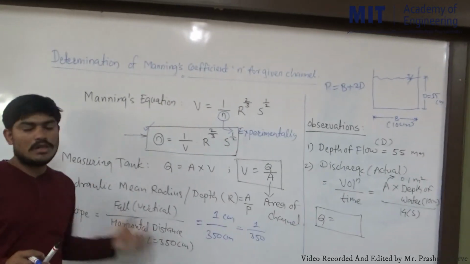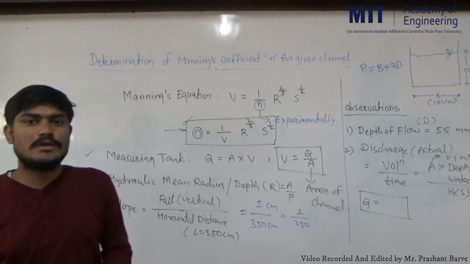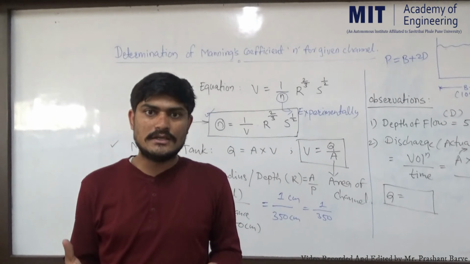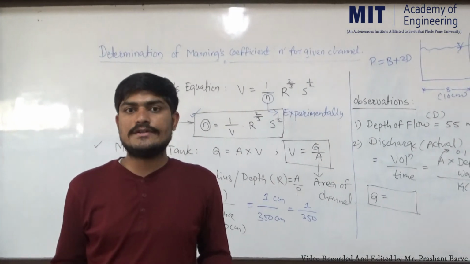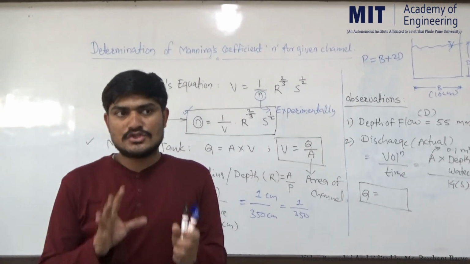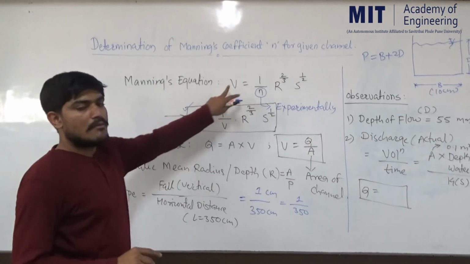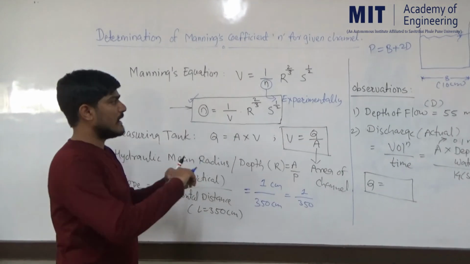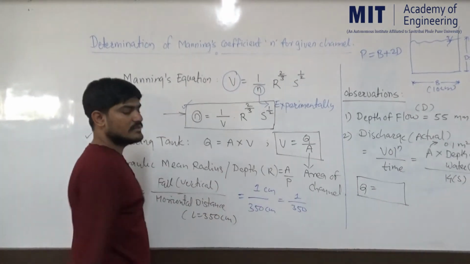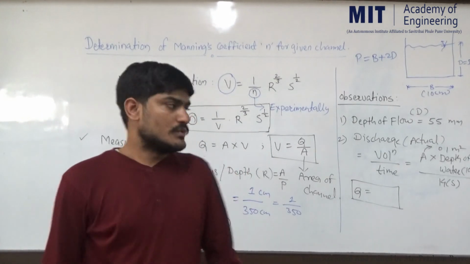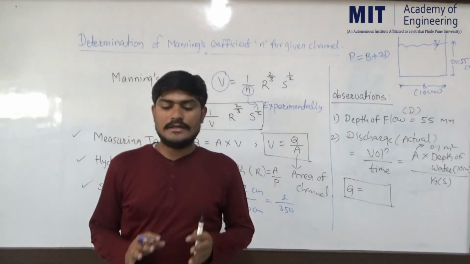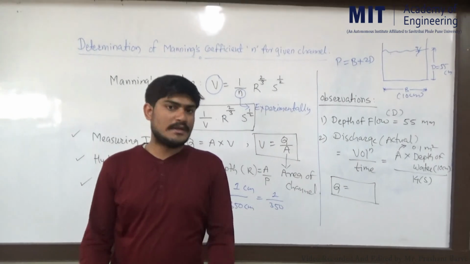Okay, so this is all about the procedure to determine the value of Manning's n, or Manning's coefficient, or Manning's constant, or rugosity coefficient for any channel. Once we know the value of n, we can make use of it to determine the velocity for any type of flow flowing through that channel section. Okay, so this is how we can determine the Manning's n experimentally.